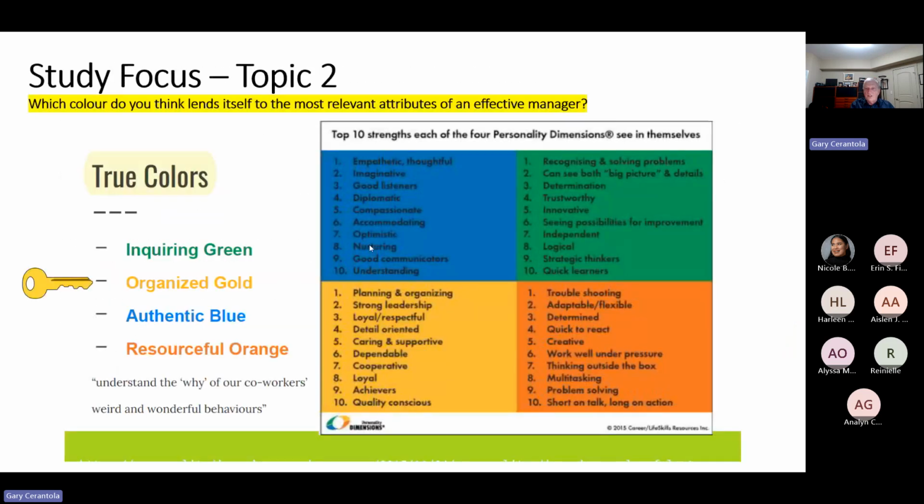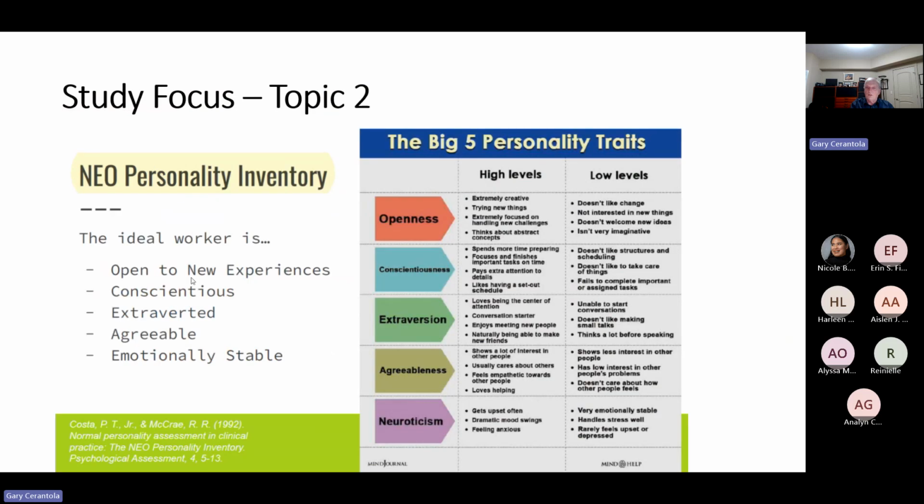Okay, so this is just a piece on True Colors. Just to understand, you can see there's a golden key here. This organized gold is the most relevant attributes of an effective manager. So is it the ideal absolute best? Well, that's really what organizations look for when they're recruiting. So just be aware of that. There's probably something to know about that.